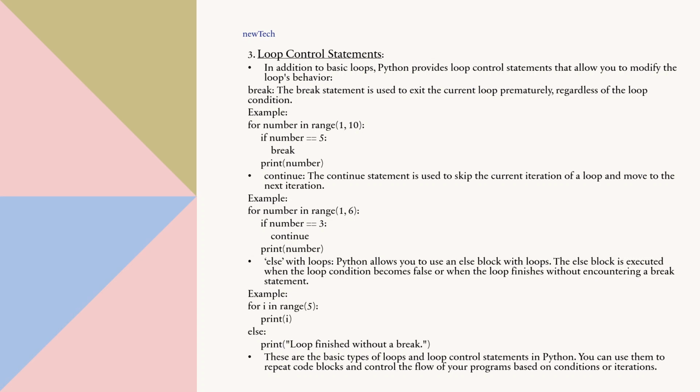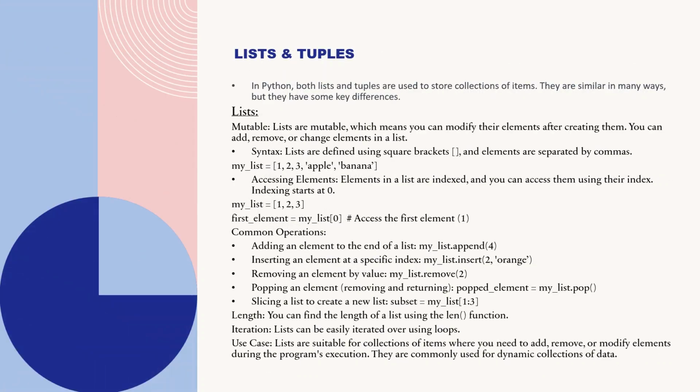These are the basic types of loops and loop control statements in Python. You can use them to repeat code blocks and control the flow of your programs based on conditions or iterations. Lists and tuples in Python. Both lists and tuples are used to store collections of items.